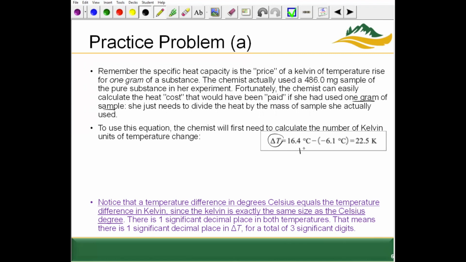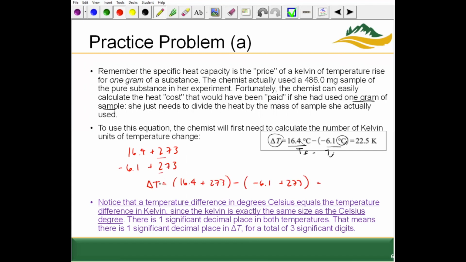We know we're taking T final minus T initial. T final is 16.4 degrees C. T initial is negative 6.1 degrees C. Do we need to convert this into Kelvin before we do the subtraction? Fortunately, the answer is no, because this would be 16.4 plus 273, or 273.15, then negative 6.1, also plus 273. If we did convert these into Kelvin first, we would add 273 and add 273, then end up with a delta T that's in Kelvin.